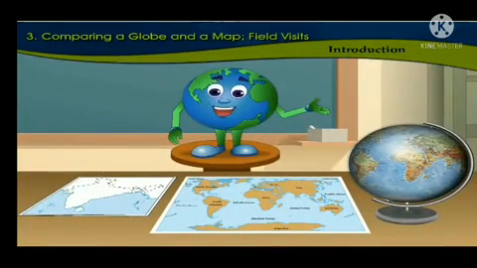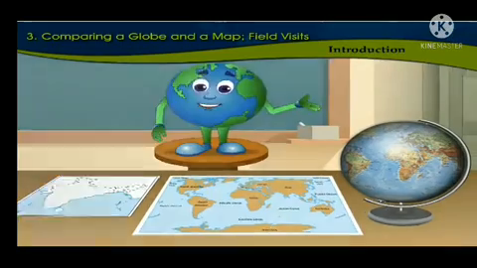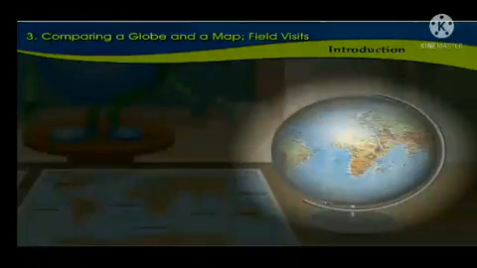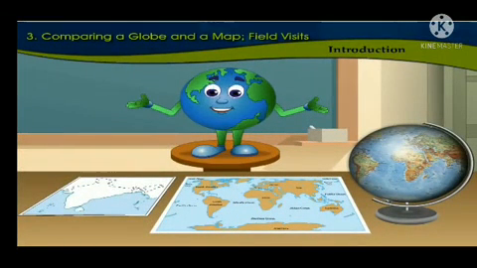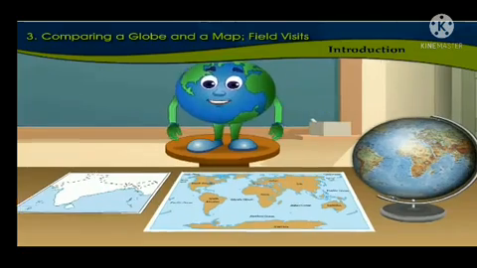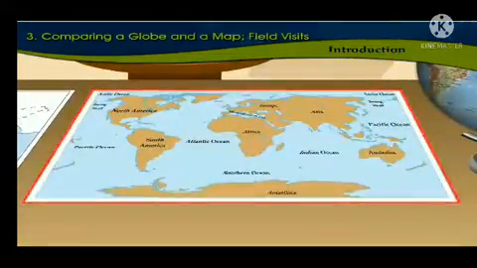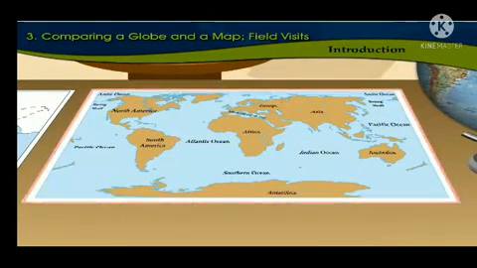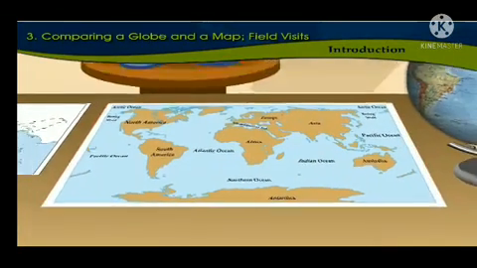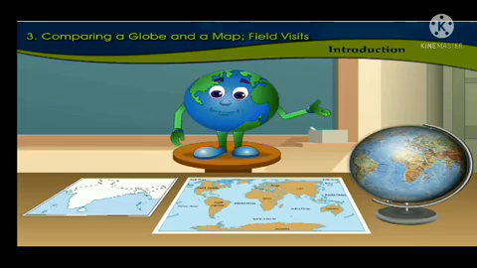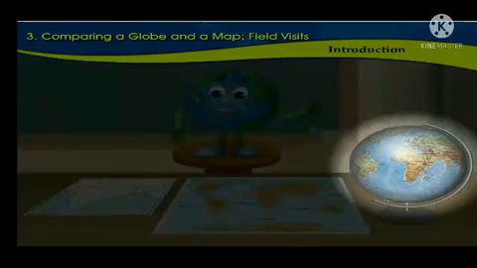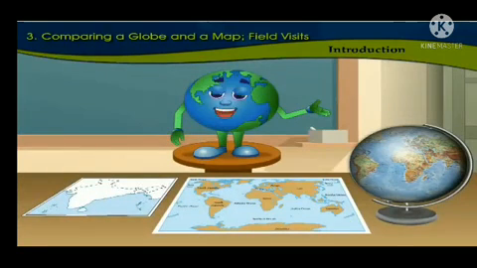Now answer this. Which device is spherical in shape? Very correct. The globe is spherical in shape. Now, the next question. Which device enables us to see the entire area of the earth at a time? Correct. Map enables us to see the entire area of the earth at a time. Now tell me, using which device only one side of the earth can be seen at a time? Correct. Using the globe, we can see only one side of the earth at a time.